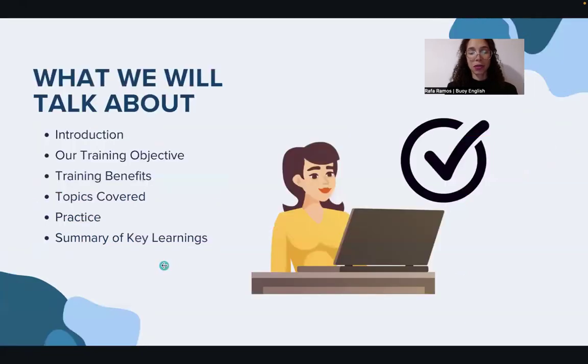So a quick overview before we start. We'll talk about the listening part of CELPIP. Remember that there are four skills that are assessed in the test. So they are reading, listening, writing, and speaking. We're going to focus on listening today.